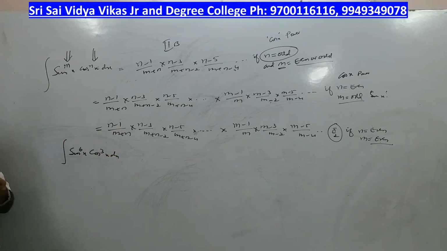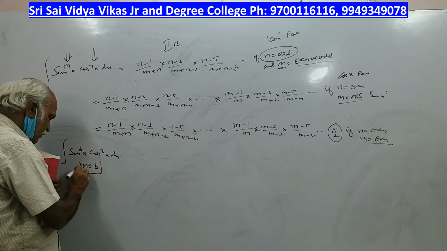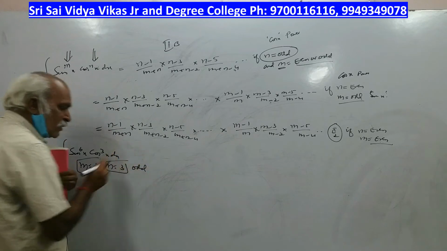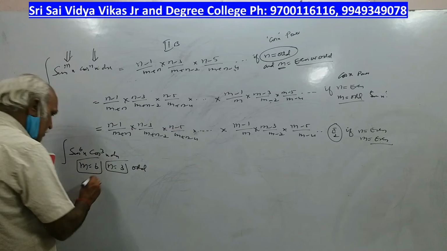First, always you have to write the sine power. What is sine power? 6. m is equal to 6, n is equal to 3. First, n power will decide which is odd. So which formula will come? The first formula will come. What is the first formula?